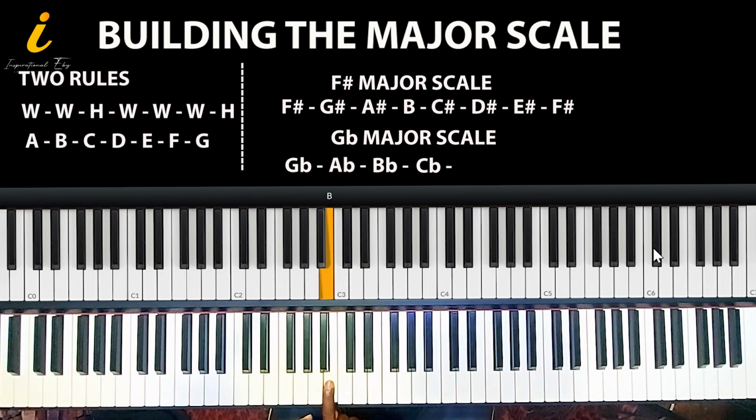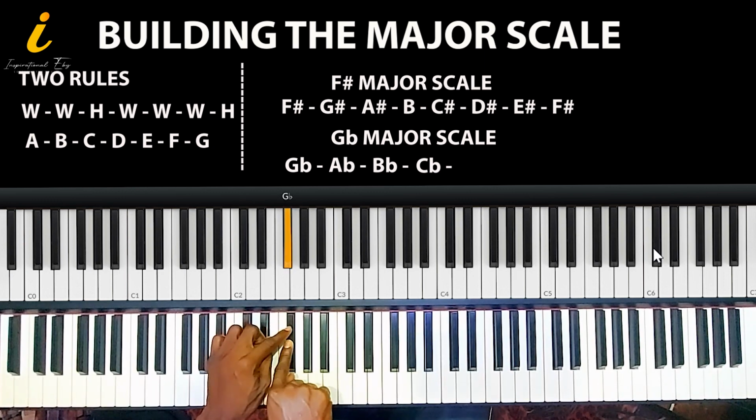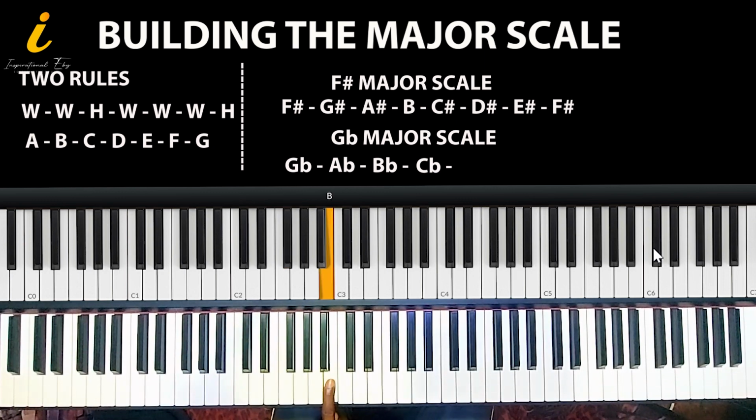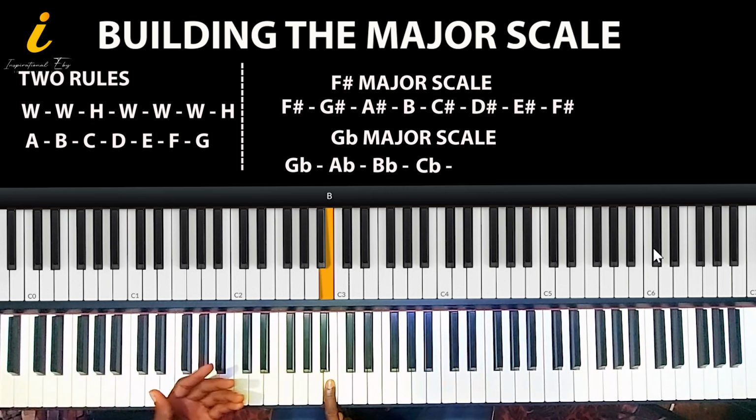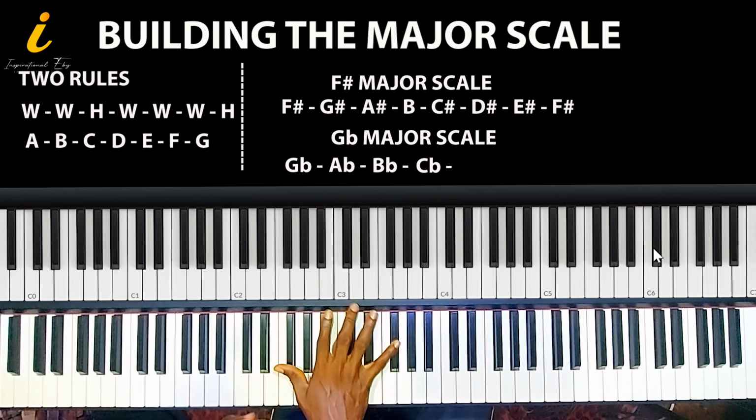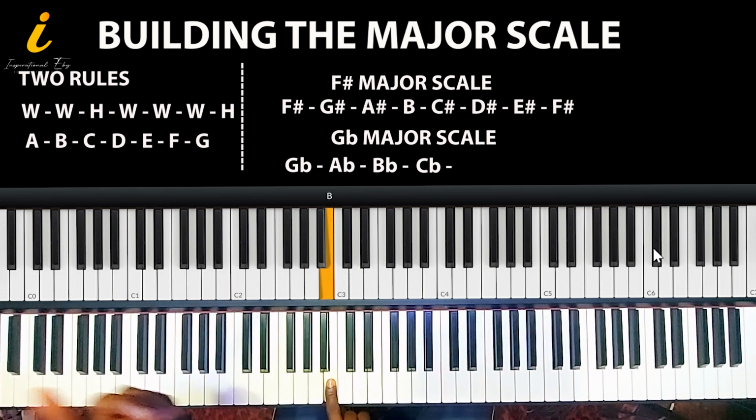So in the key of G flat, this is called C flat. But in the key of F sharp, this is B. Are you seeing the difference now? Based on the rules, if you're calling it the key of F sharp, you're going to be using B here. But if you're calling it the key of G flat, you're going to be using C flat here. Do you understand? So we move on.